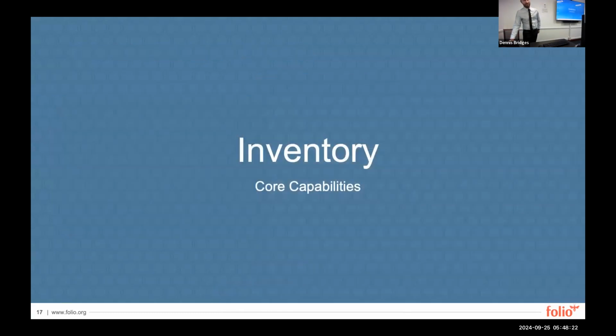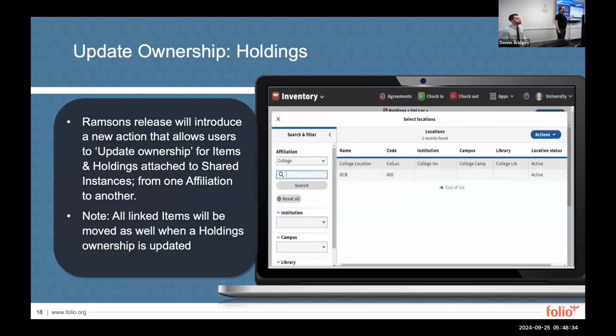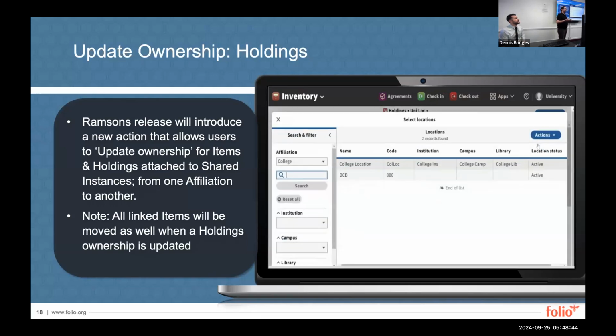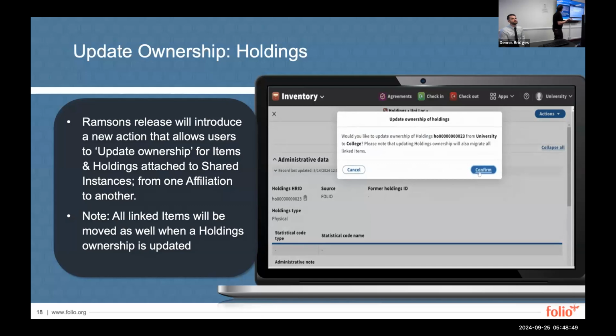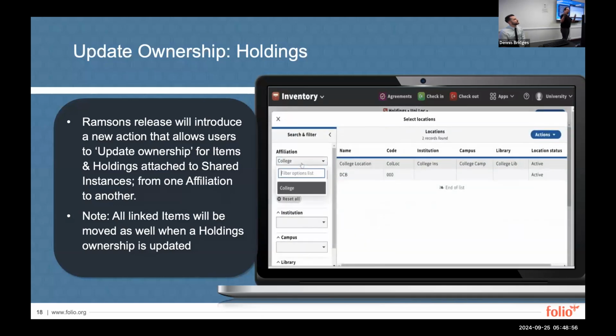Now we're going to look at some of the inventory stuff. Yes, ownership. So these next couple of slides, I'm going to go over some work being done in Ramsons. In inventory again, specifically around this new action of update ownership, which will be available for both holdings and items. So the idea is that we could take holdings from one affiliation and move it to another.